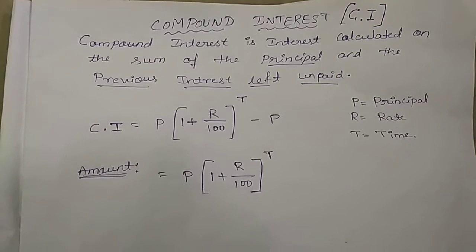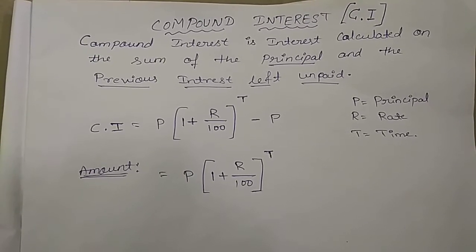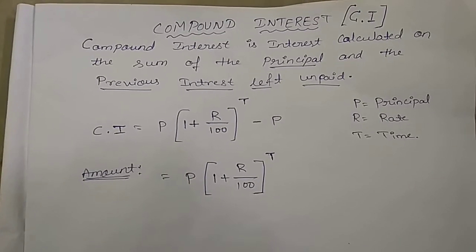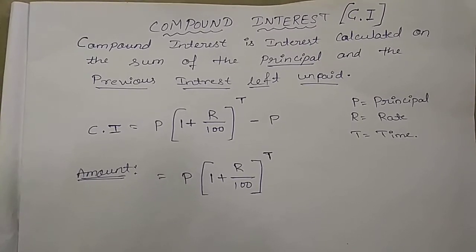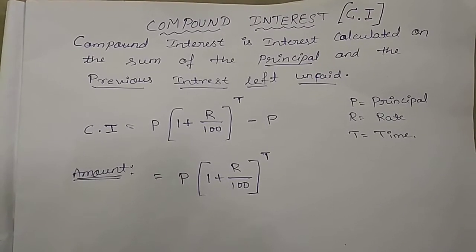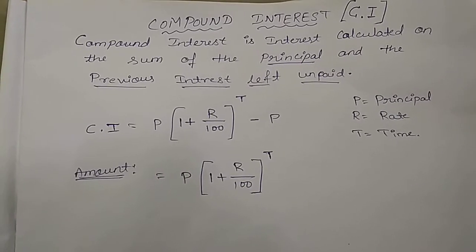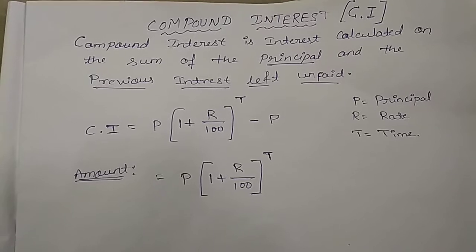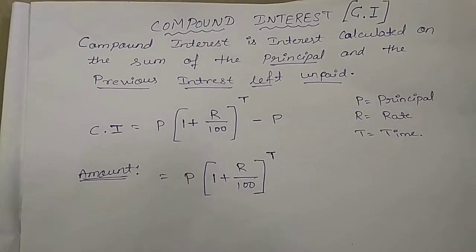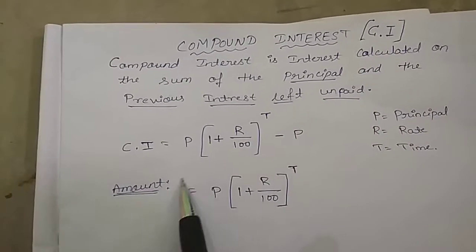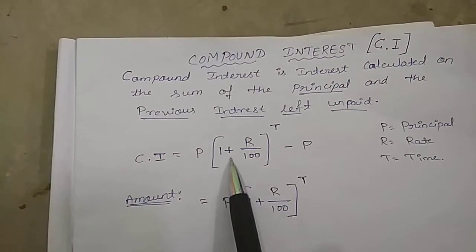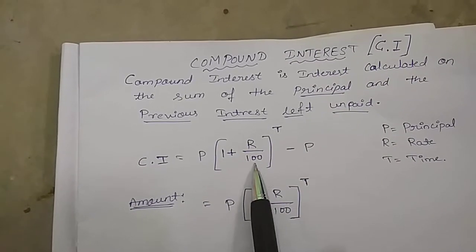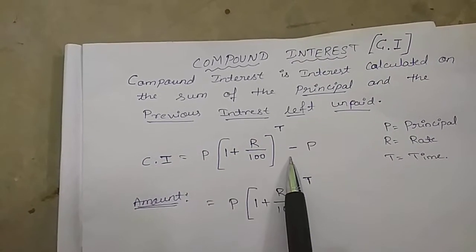Okay, so to calculate the compound interest, I have one formula here. Compound interest will be denoted by CI in short form, so we can use CI itself. CI is equal to P into (1 plus R divided by 100) to the power of T, minus P.